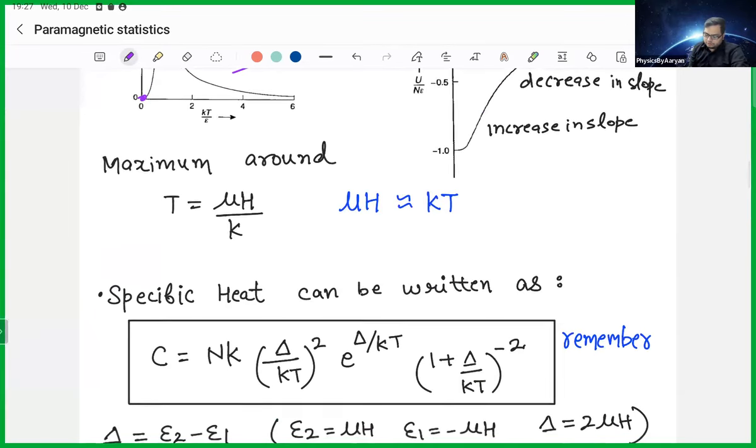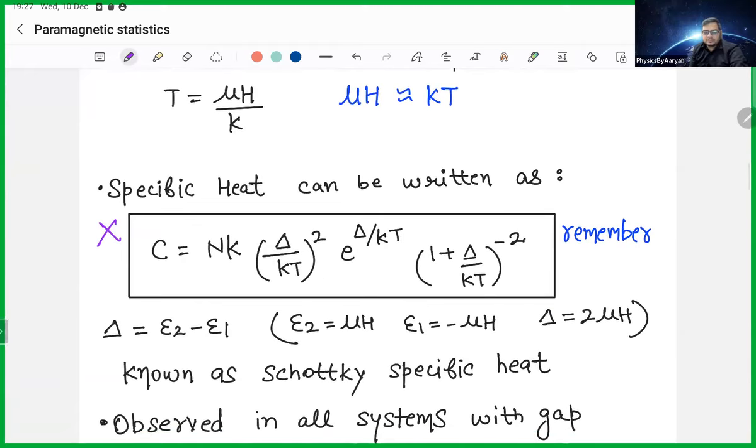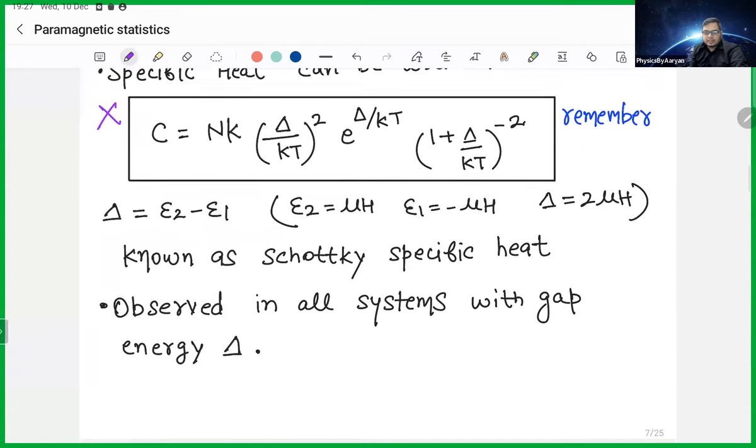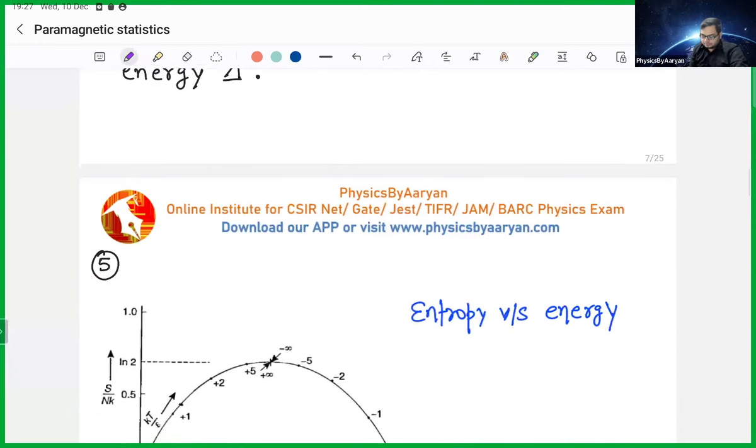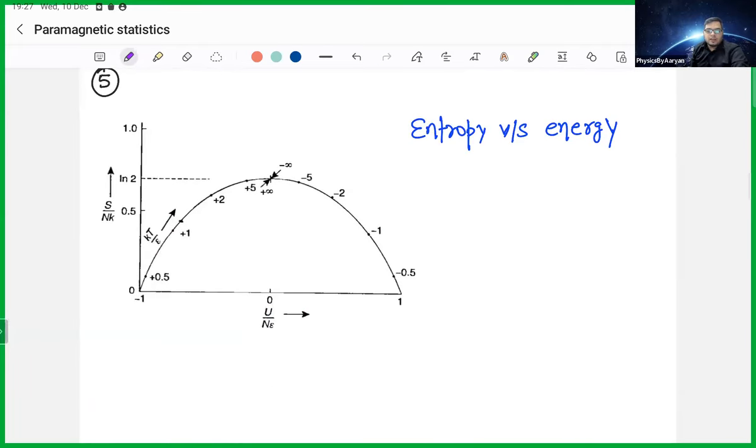So this you don't have to remember. For CSIR NET, there is no need. It is important for GATE. For CSIR NET, no need for this. This equation is not needed. Okay? Now, the last graph, entropy.